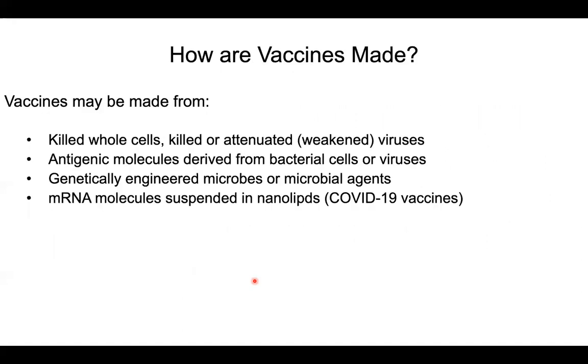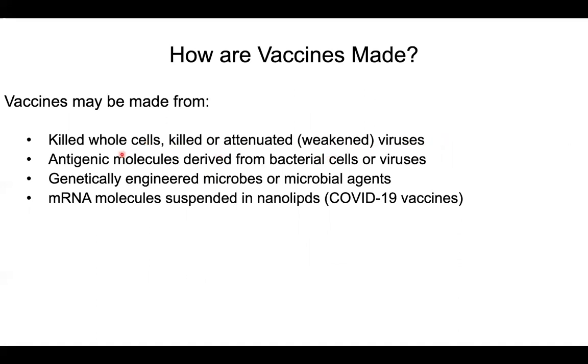A lot of people are very interested in how vaccines are made these days because there's a lot of talk about vaccination. And so I'm going to tell you about a few of these types of vaccines. So we have killed whole cells or killed or weakened viruses. So these are generally what's in the vaccine.